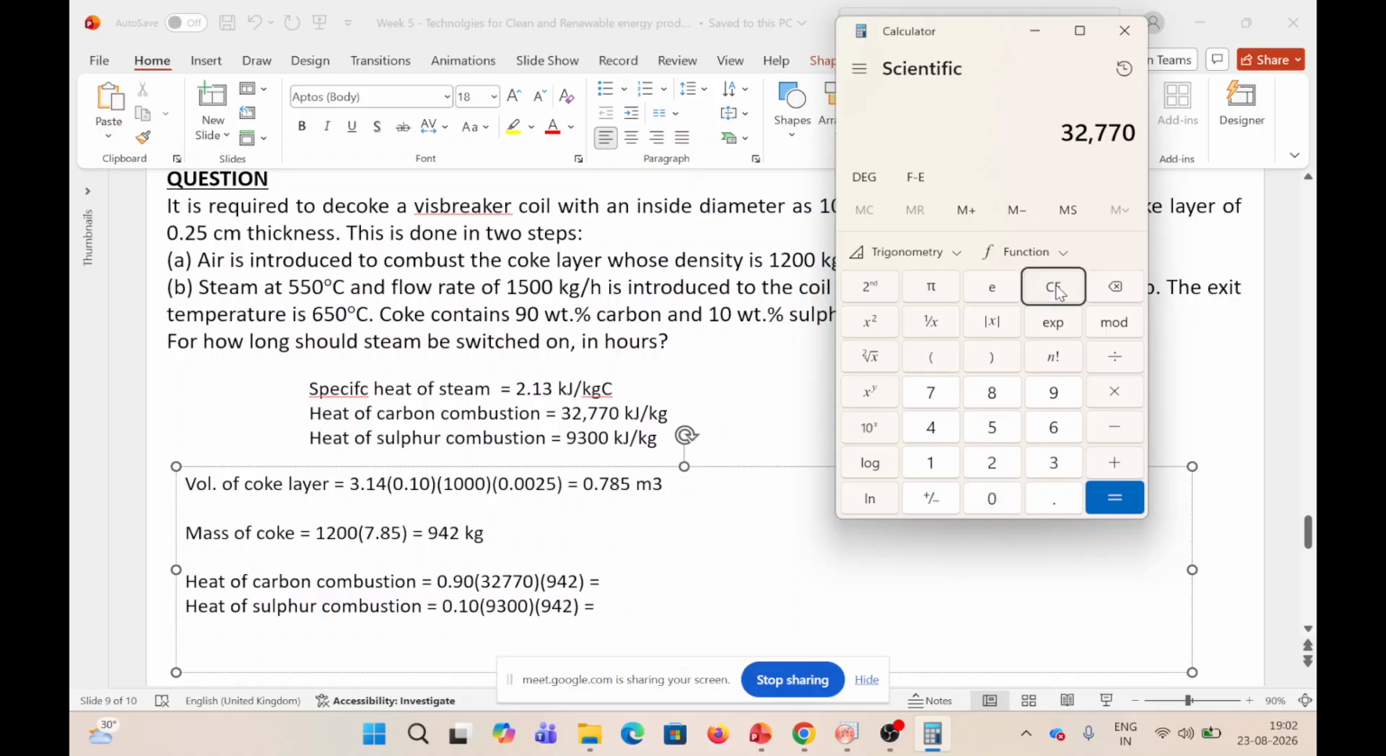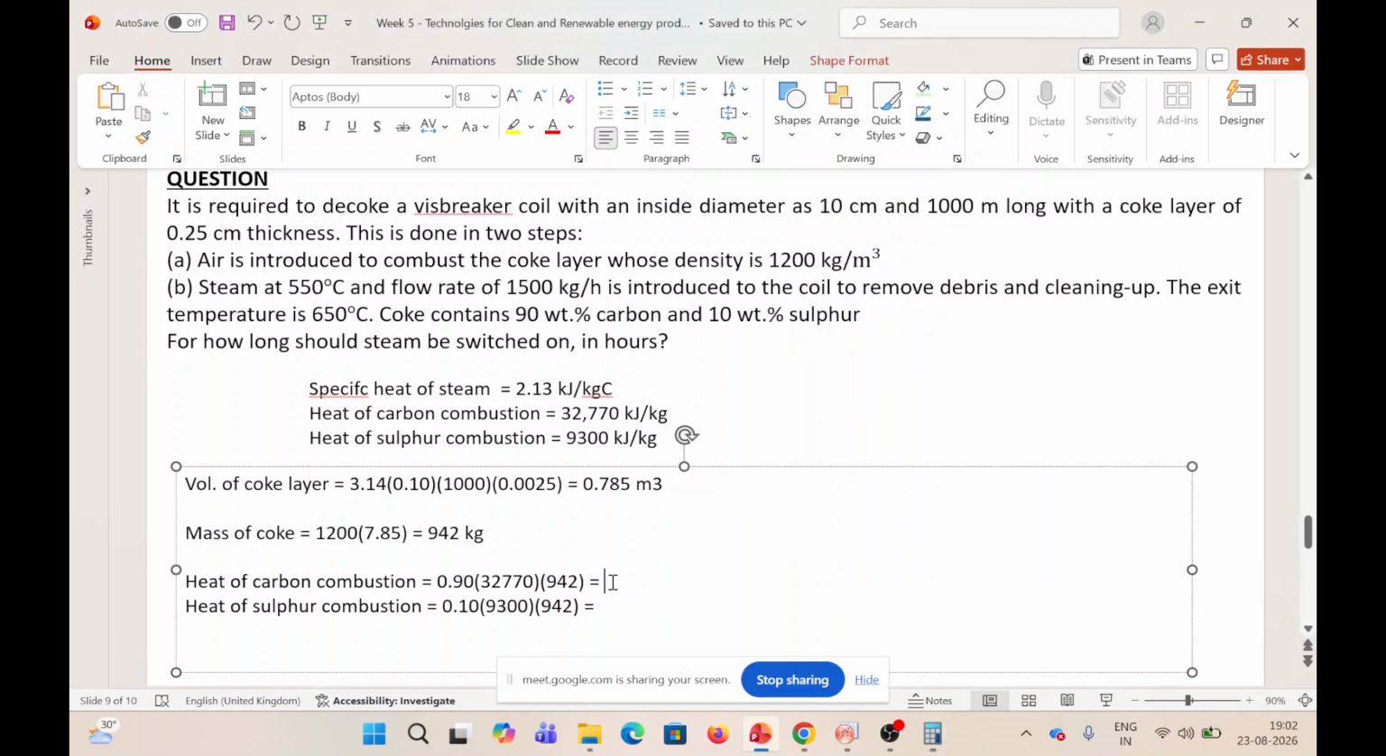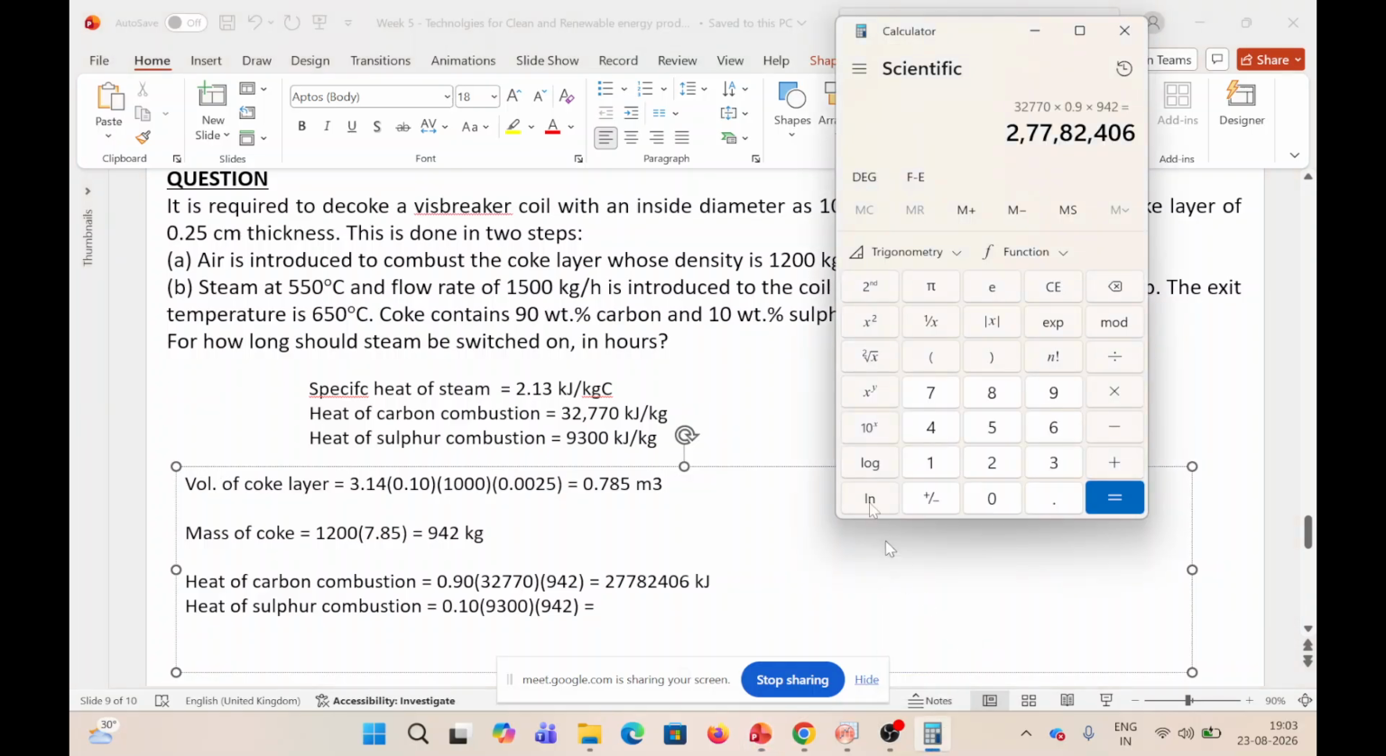So 32770 times 0.9 times 942. It is going to be 27,782,406 kilojoule, and then this one is going to be 942 times 930, 876,060 kilojoules.